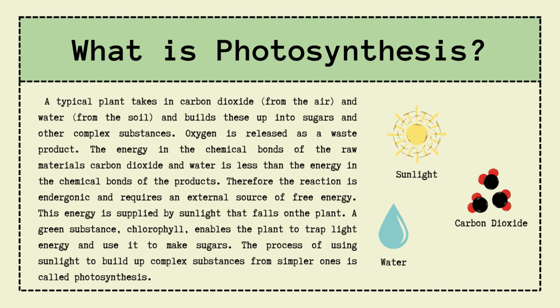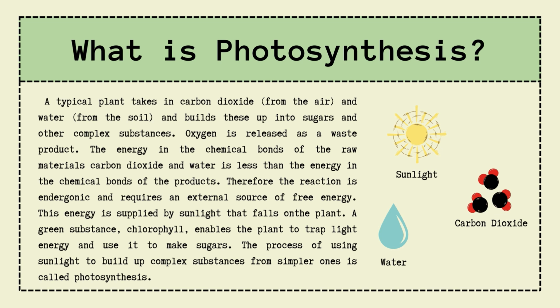A typical plant takes in carbon dioxide and water and builds these up into sugars and other complex substances. Oxygen is released as a waste product. The energy in the chemical bonds of the raw materials, carbon dioxide and water, is less than the energy in the chemical bonds of the products. Therefore, the reaction is endergonic and requires an external source of free energy. This energy is supplied by sunlight that falls on the plant.